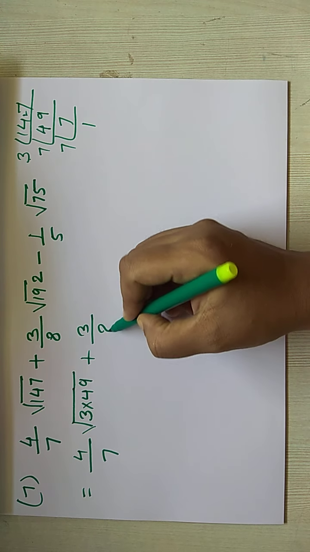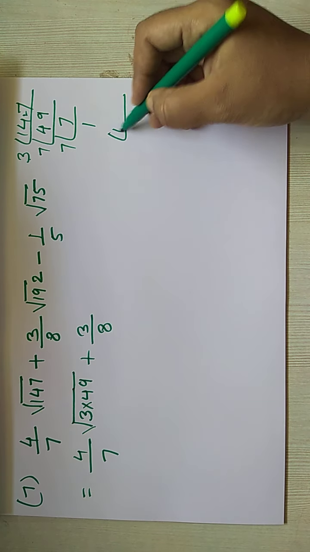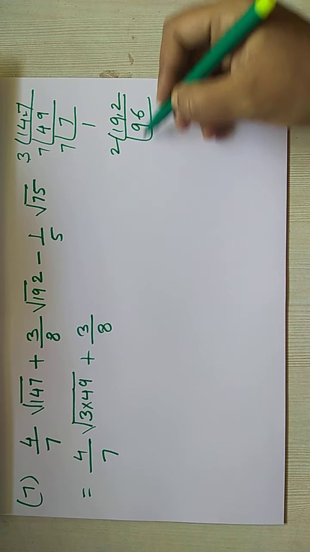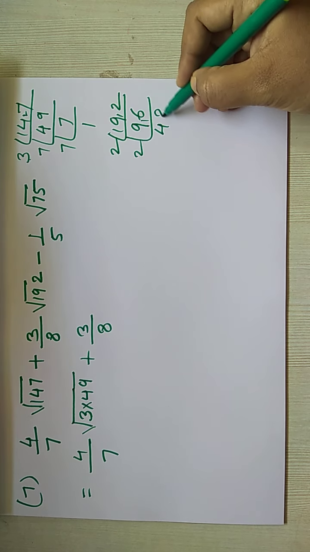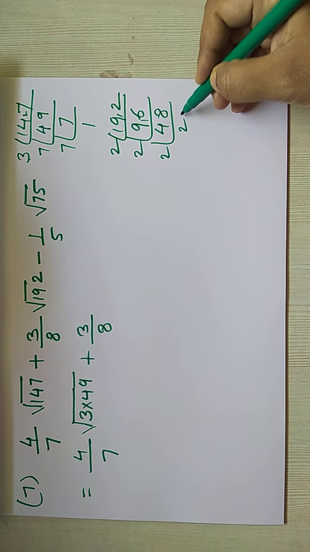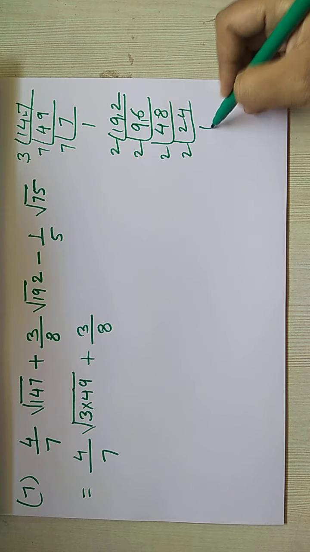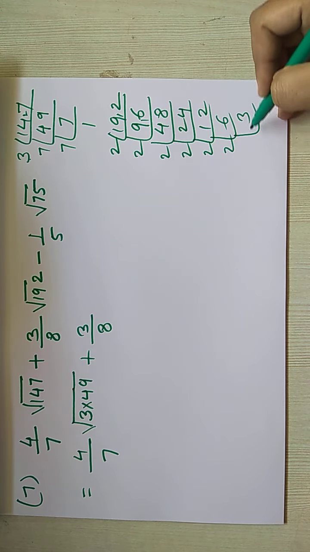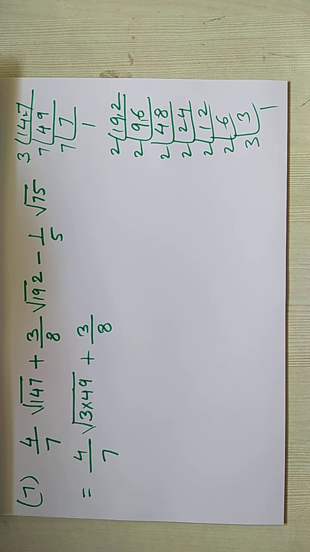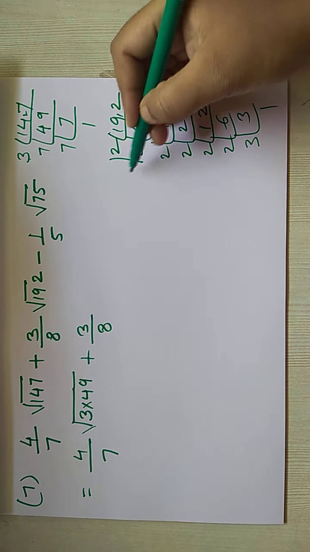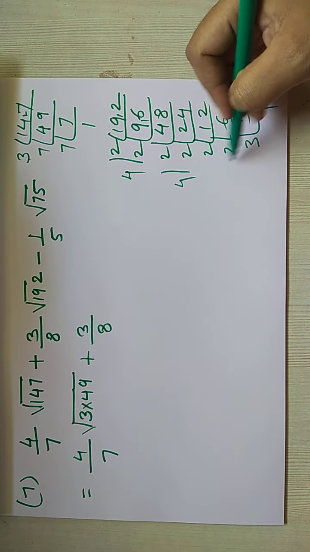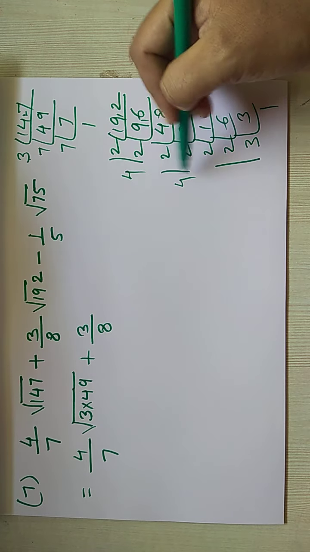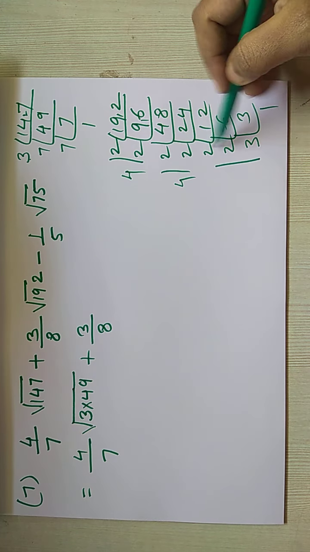Plus 3 upon 8. Now let's factorize 192. 2 9s are 18, 1 carry, 2 6s are 12. 2 4s are 8, 1 carry, 2 8s are 16. 2 2s are 4, 2 4s are 8. 2 1s are 2, 2 2s are 4. 2 6s are 12, 2 3s are 6, 3 1s are 3. Okay, so we have here 4, 4. So we have two perfect squares over here. 4 and 4 will be 16, and this will be 4 3s are 12.